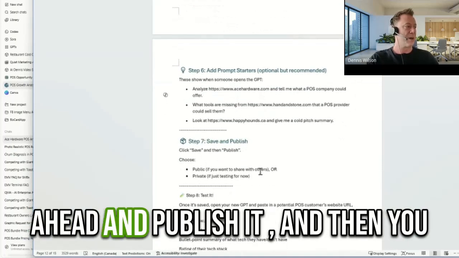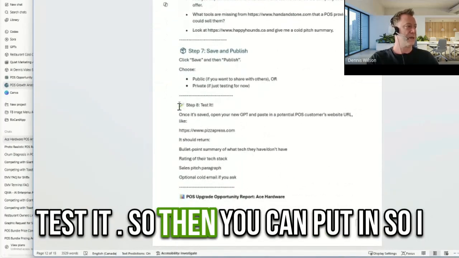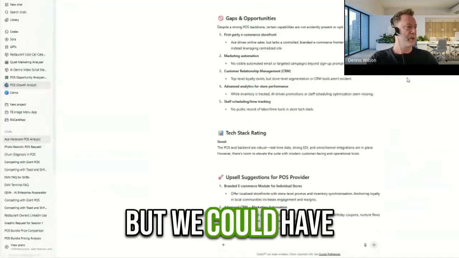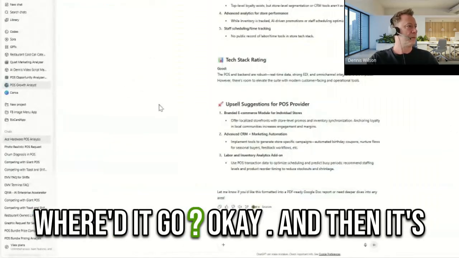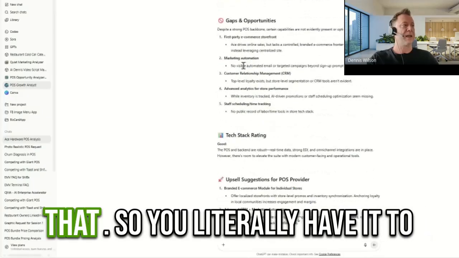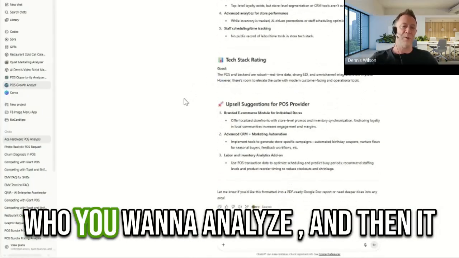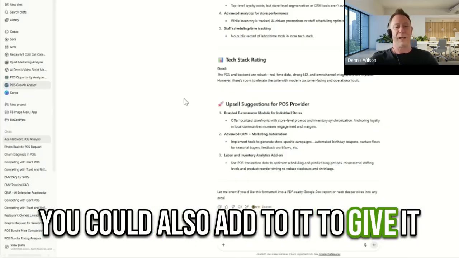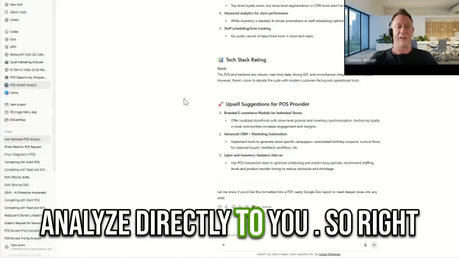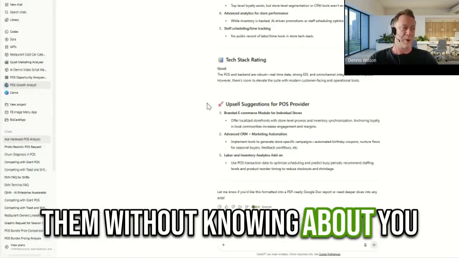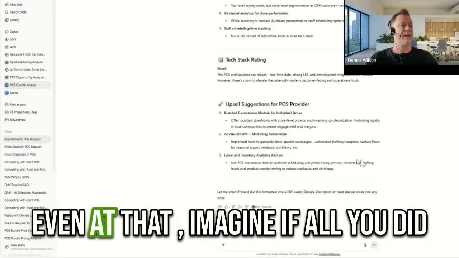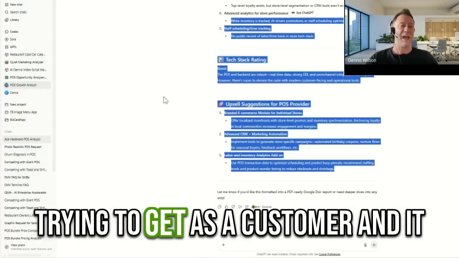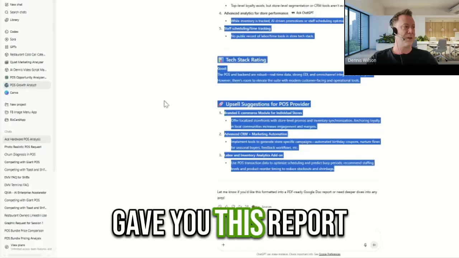And then I told it to go ahead and publish it. And then you test it. I don't think it gave us the ability to put in what company that we use, but we could have. Okay, and then it's gone through and it's analyzed all that. So you literally have it to where you just give it the website of who you want to analyze, and you could also add to it to give it your information so it can analyze directly to you. Right now it's just telling you about them without knowing about you, because that's how simple it is. But even at that, imagine if all you did was put in the URL of who you're trying to get as a customer, and it gave you this report.